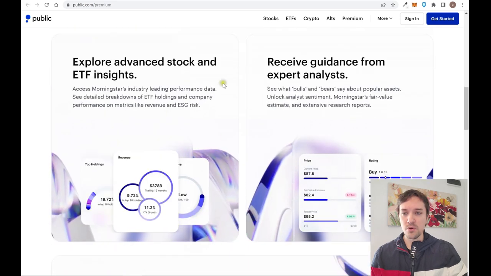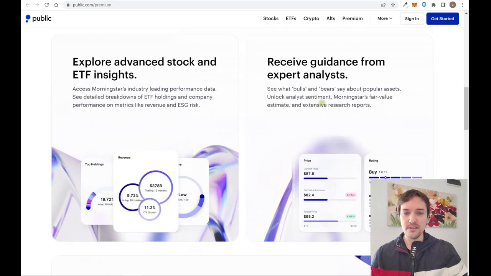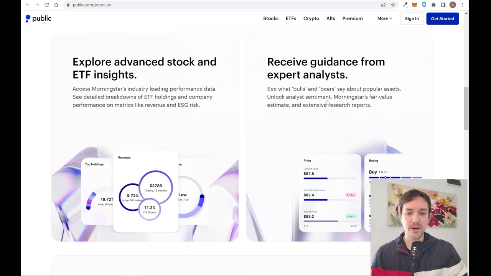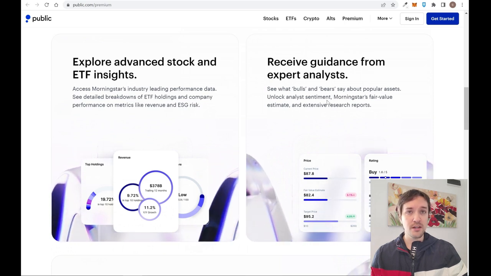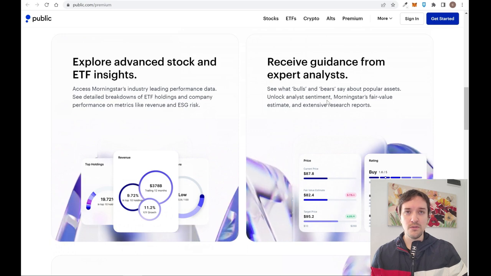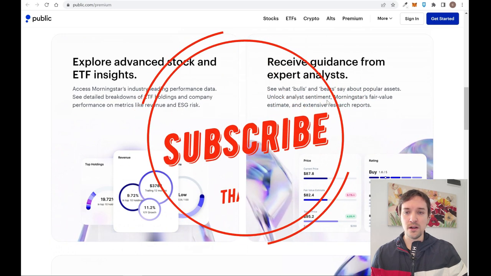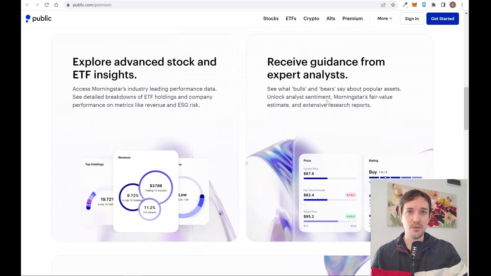You can explore more about ETF insights, receiving guidance about current price, fair value, and target prices that could be useful for an investor to understand if a stock or an asset is undervalued or overvalued.